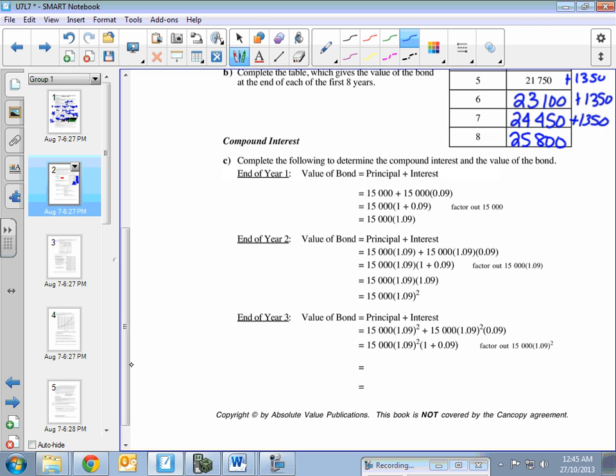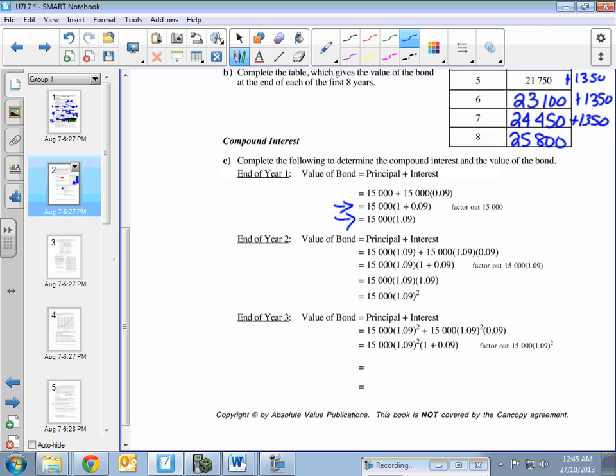What they did here is they factored out the 15,000 because 15,000 is common in both terms. So you can factor out 15,000 in this step right here. You're left with 15,000 times 1 plus 0.09. You can add 1 plus 0.09 in this next step. So you have 15,000 times 1.09.